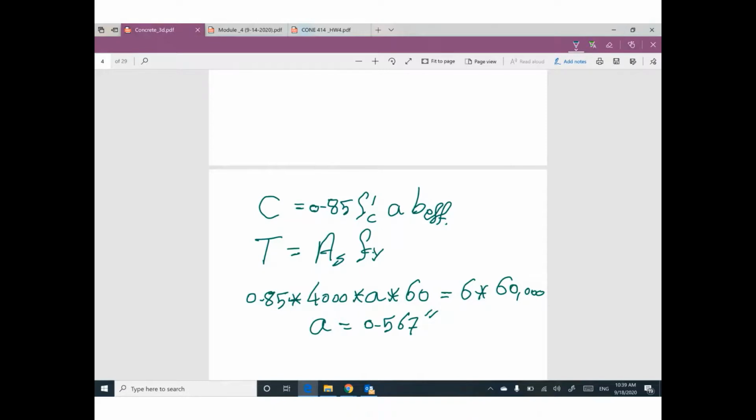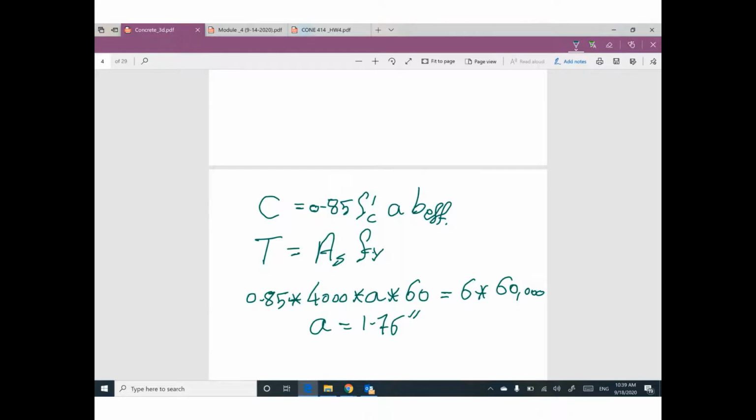One more time. 0.85 times 4,000 times 60. Oh, no, I have something different. Sorry. No, it's wrong. This value is wrong. This value equals 1.76 inch. I'm sorry.